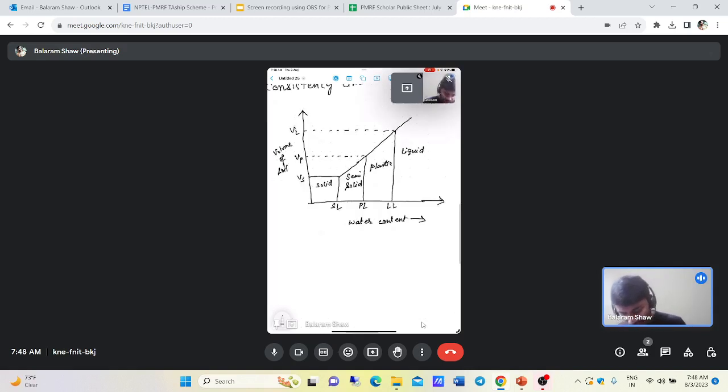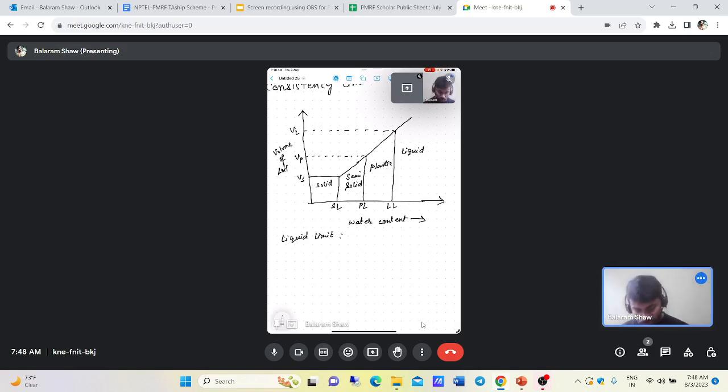What is liquid limit? Anyone? Okay, so the liquid limit, as we can see from the graph, is the minimum water content at which the soil has a tendency to flow as a liquid, right? So after this liquid limit, what will happen? The soil has a tendency to flow as a liquid.